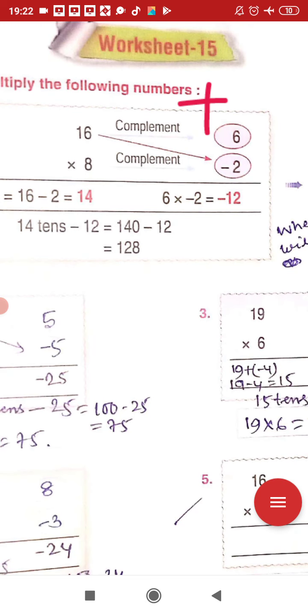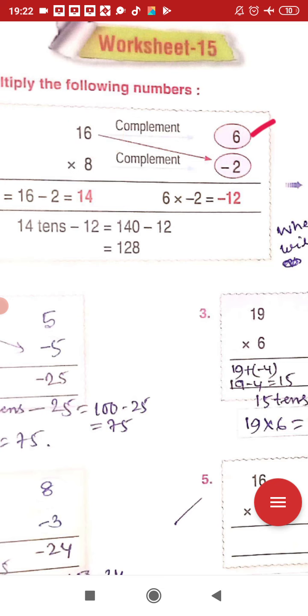6 means plus 6. Plus indicates a positive number, minus indicates a negative number. So plus 6, the complement is a positive number, because 16 is greater than 10. That is why we are getting a positive number as the NIKHILAM of 16. And the NIKHILAM of 8 will be minus 2.